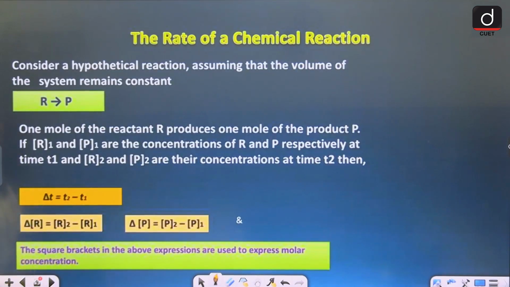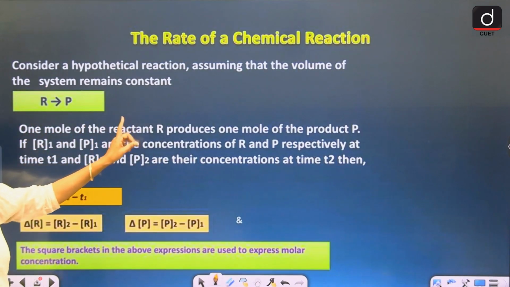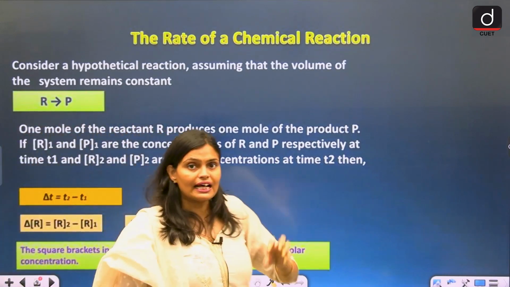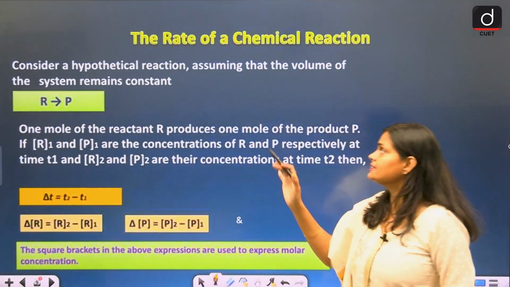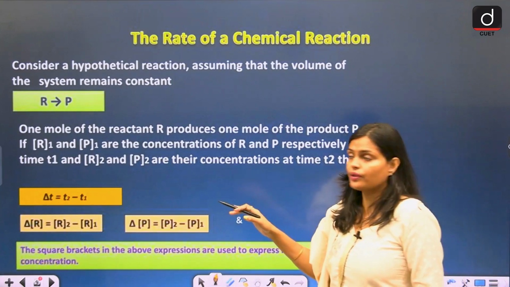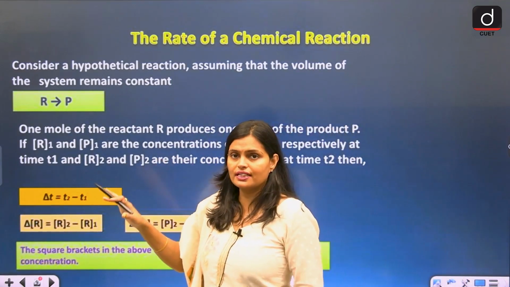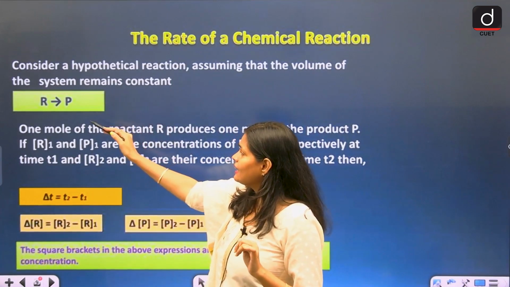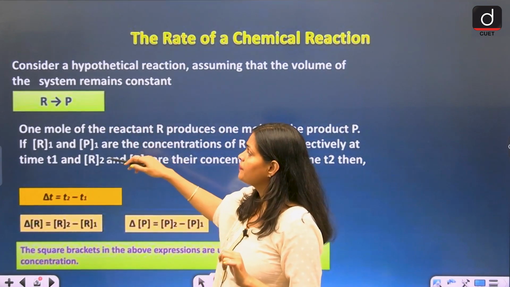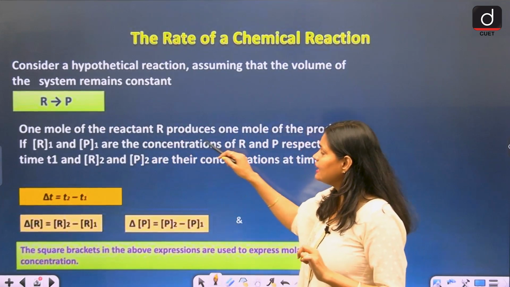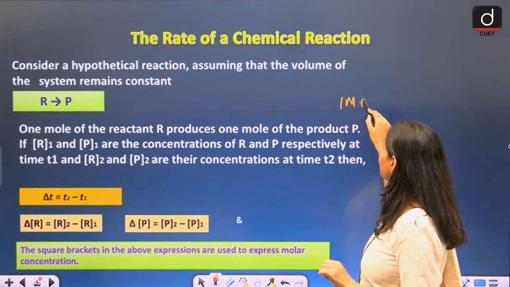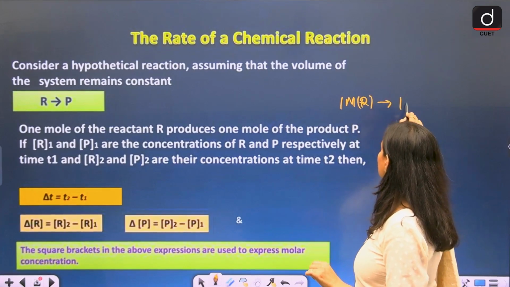Now consider a hypothetical reaction. R is the reactant, P is the product. Consider a hypothetical reaction assuming that the volume of the system remains constant. Here the volume is constant, you have the same size of beaker, and the reactant is converted into a product. 1 mole of the reactant R produces 1 mole of the product. So 1 mole reactant produces 1 mole product.